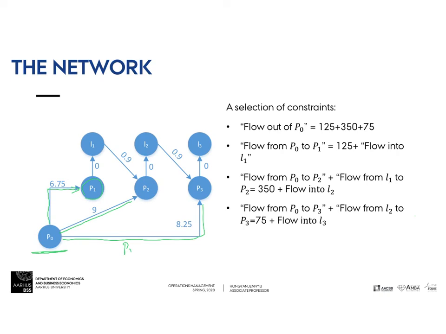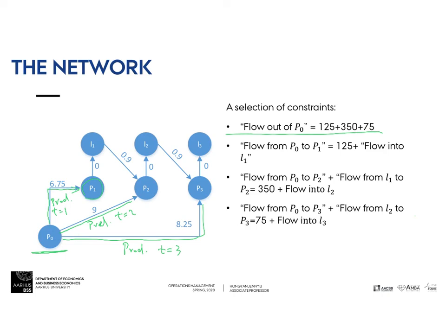So this is the production in period 3. So this flow is the production in T equals to 1. So that's how you define the total productions. Furthermore, you can see the flow out of P0. That is the total production, which is actually the forecasted demand or the sales.